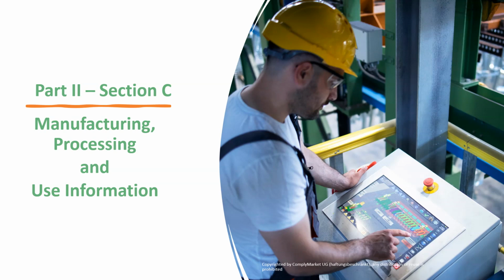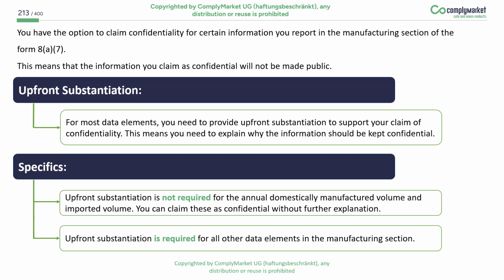Now we have reached 1 hour and 10 minutes. Part 2, Section C, Manufacturing, Processing, and Use Information. So we reached Section C. For most data elements, you need to provide upfront substantiation to support your claim that you are providing confidential information, but that's not required for annual domestically manufactured volume and imported volume. All other data you need to provide upfront substantiation.